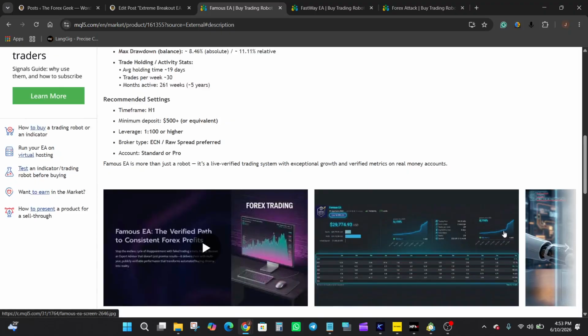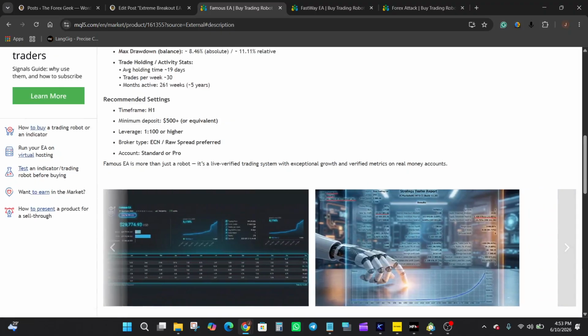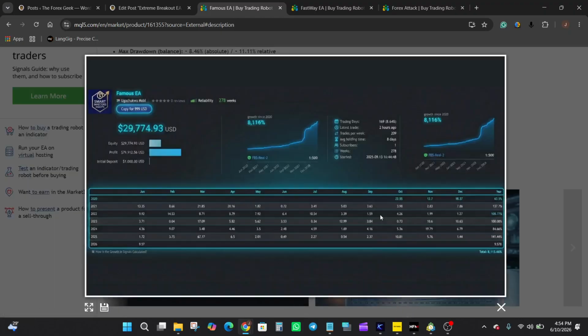Let's just also look at the provided images here about the profitability of the EA. So we can see over 278 weeks, the EA seems to have made over 8,000% since 2020.